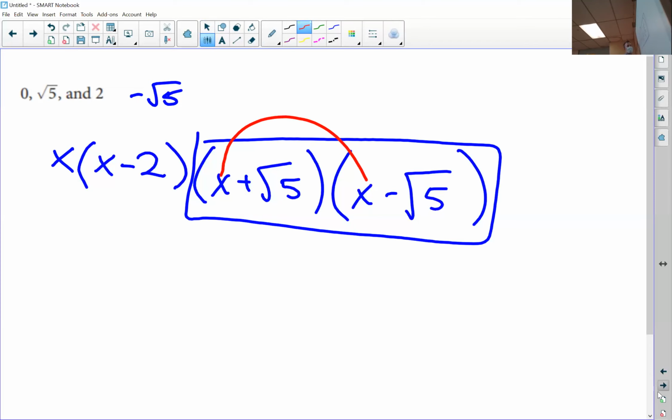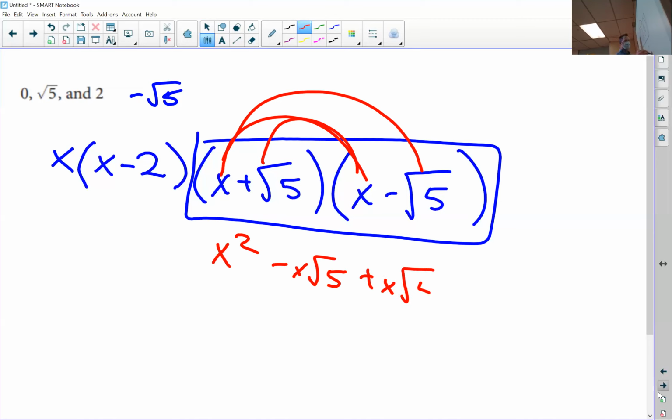X times X. X times negative root 5. Root 5 times negative root 5. What is root 5 times root 5? Wouldn't that be root 25? What is the square root of 25? 5. So when you multiply two roots, don't they cancel? What happened to those two terms in the middle? That's why we took care of the nasty stuff first, because they are conjugates. They clean up really nice.